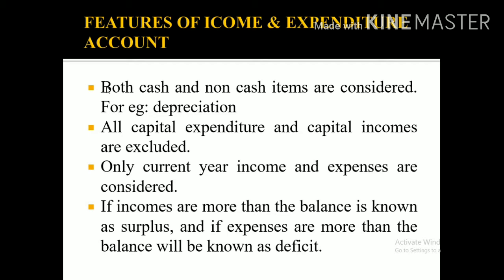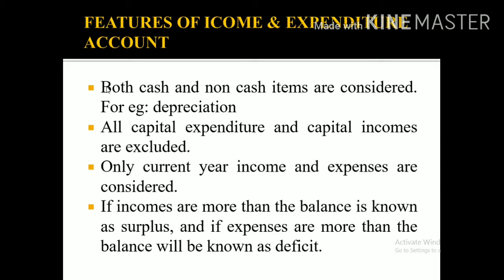And we have to summarize the income and expenditure account. The first one, it is prepared for a period. Next, it is revenue in nature. Third, debit the expenses and credit the incomes. Next, only revenue items are recorded. Next, only expenses for a particular period are considered, income and expenses both. And it considers both cash as well as non-cash items. So these are the main features of the income and expenditure account.